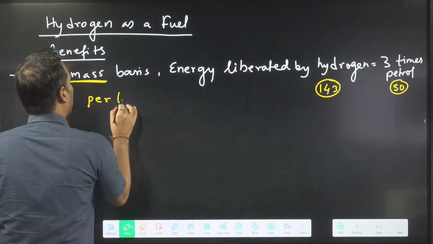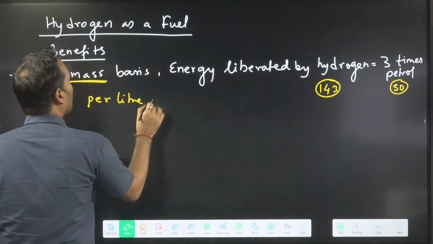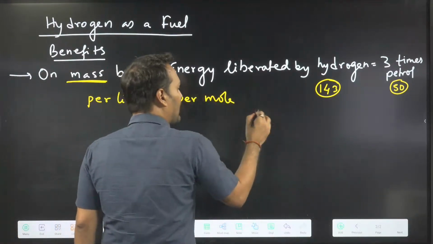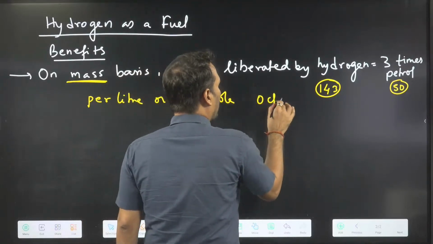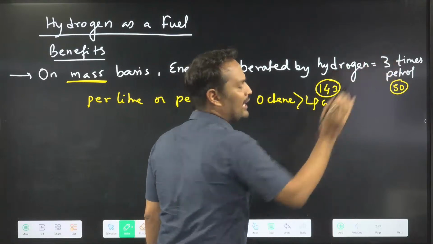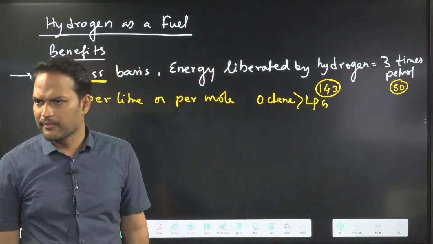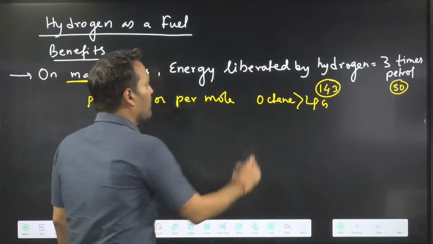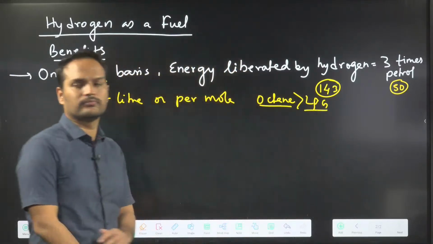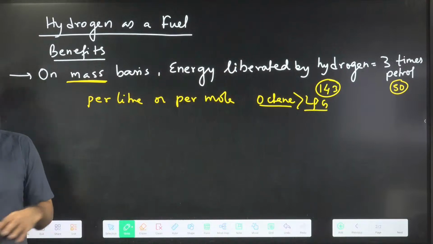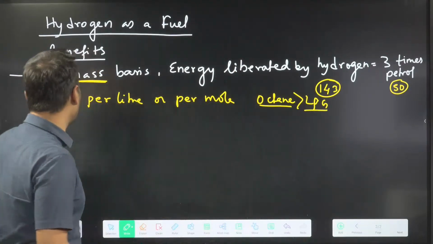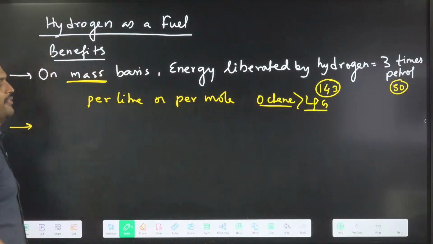If you check per liter or per mole, then I am writing a general thing. Octane you will find more than LPG, and then you can have hydrogen, methane, whatever is there. Orders are changing, but octane is maximum, then we have LPG. Clear with this point? Observe this once, you will remember it. What is the second benefit?